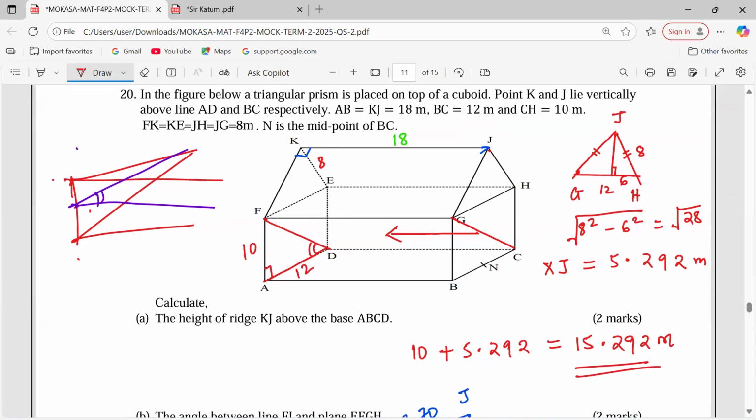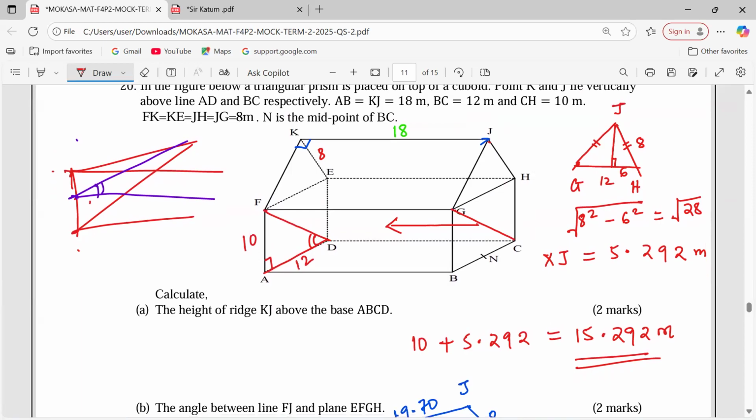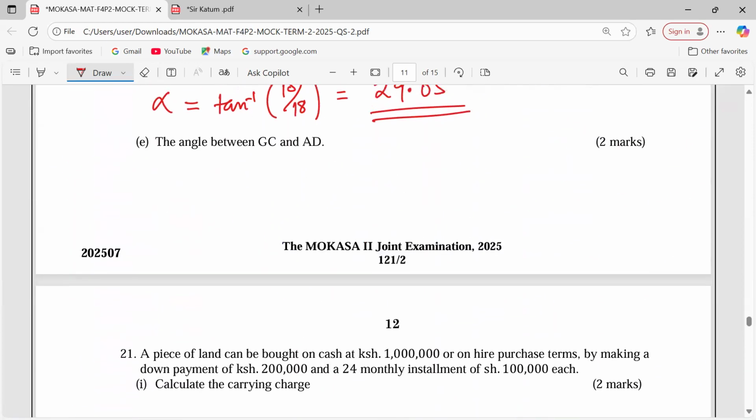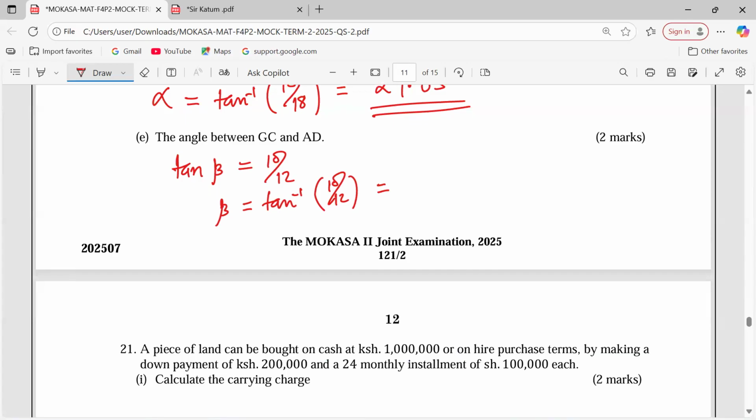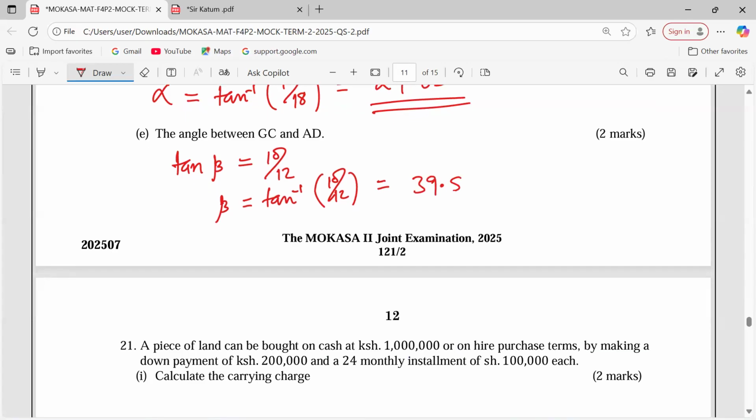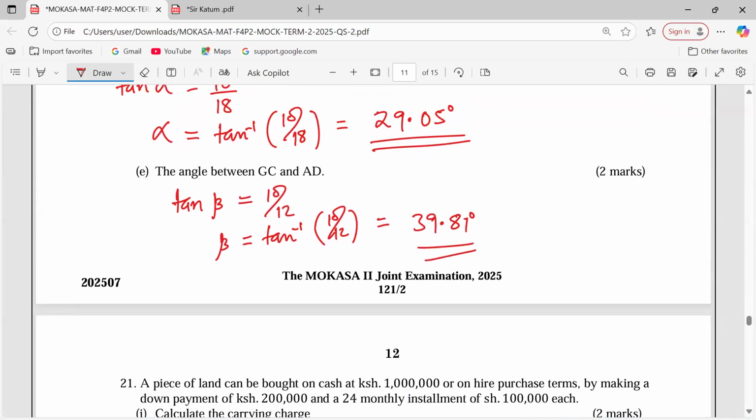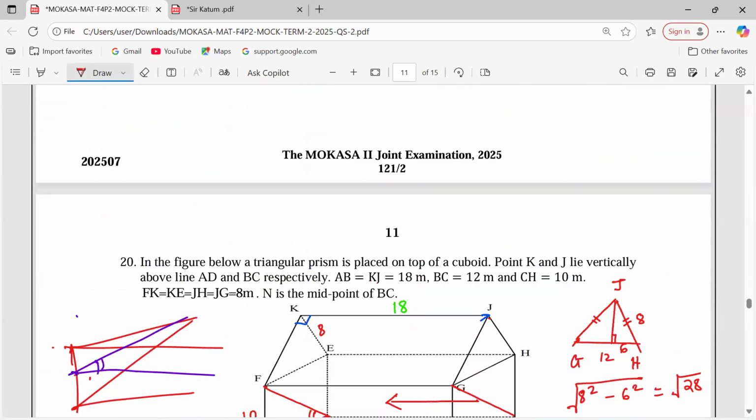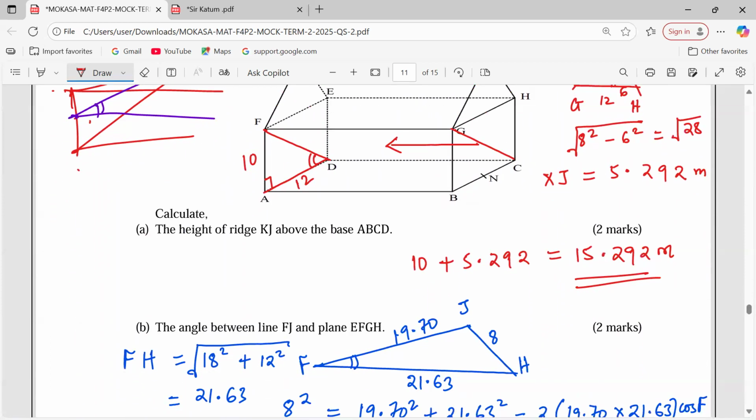So we can use tangent again. The tan of the unknown angle equals 10 over 12, meaning that the unknown angle shall be the tan inverse of 10 over 12. This shall give us what? Shift tan 10 over 12, giving us 39.81 degrees. So that's how we find the angles for that particular diagram, three-dimensional geometry.